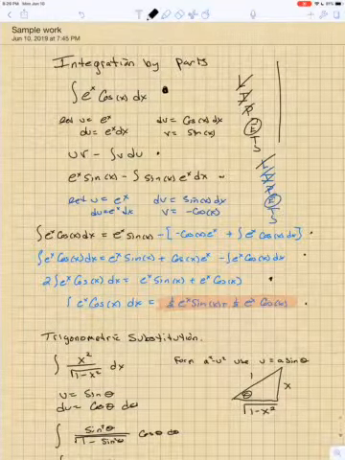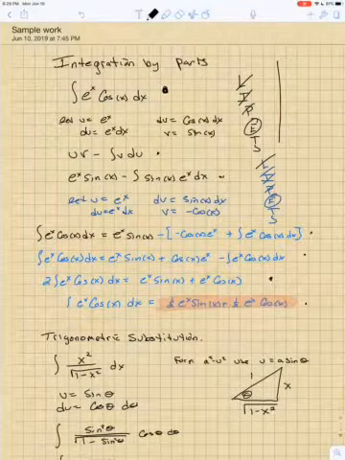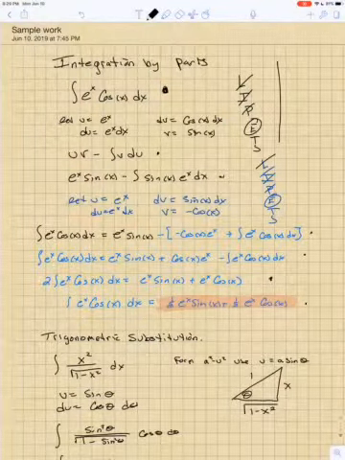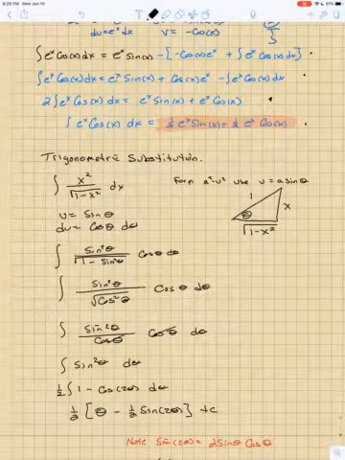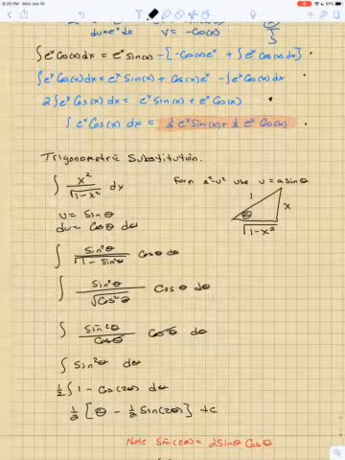This is the minimal work I expect to see. I'm sure there's more work you could show, but this is the work I'd like to see. It shows me you understand what you're doing, and if you make a mistake, I can see where you made the mistake and I can give you partial credit.